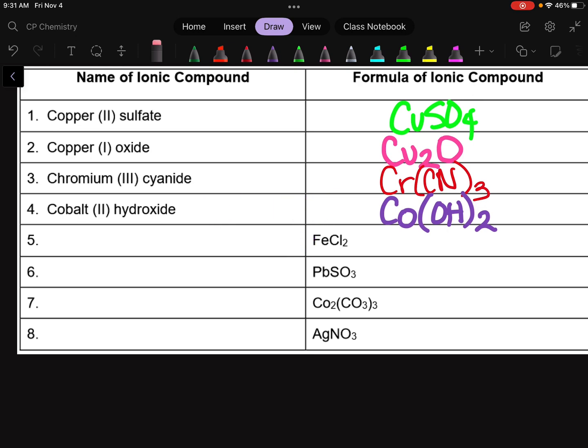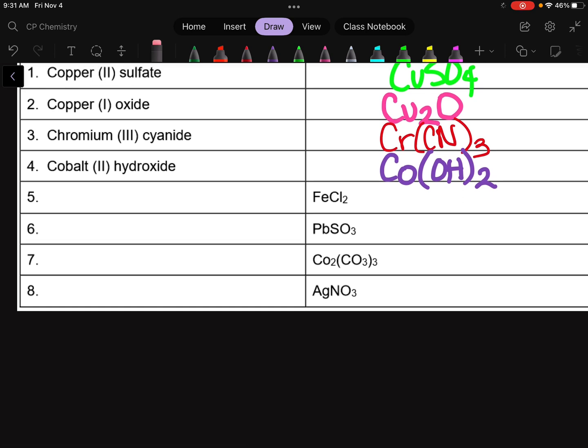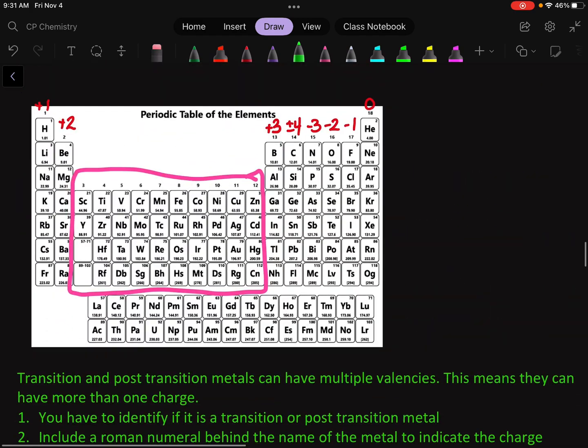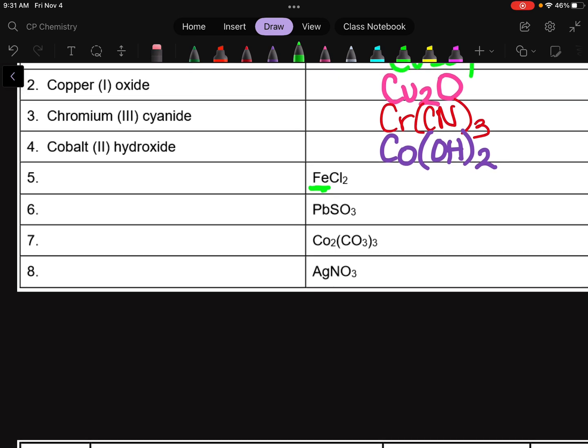All right, doing the name from the formula. We're going to have to do a little drawing and visuals, most likely. We have to look and see what the cation is. Okay, the metal is iron. Iron on the periodic table is a transition metal. So iron's going to need a Roman numeral behind it. So we know the beginning is iron. And the anion is chlorine, which is chloride.